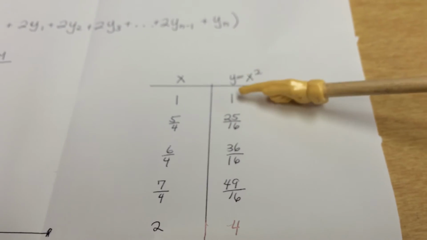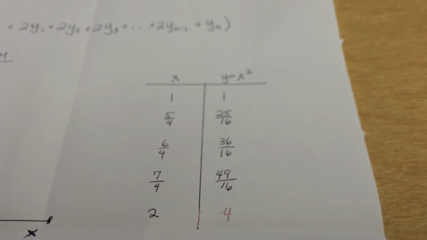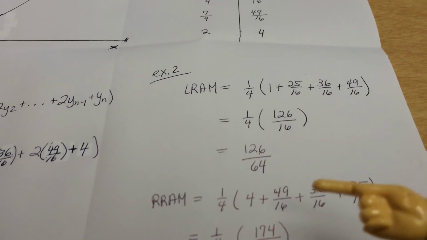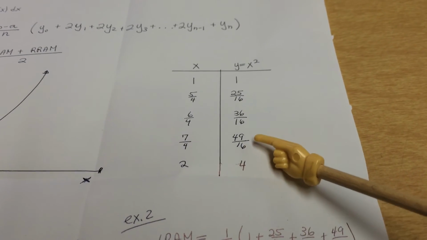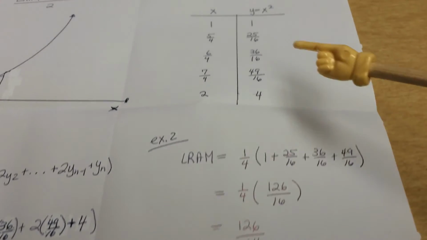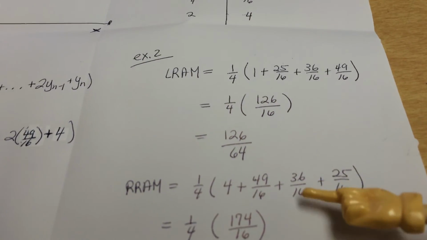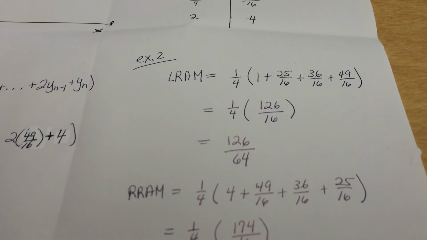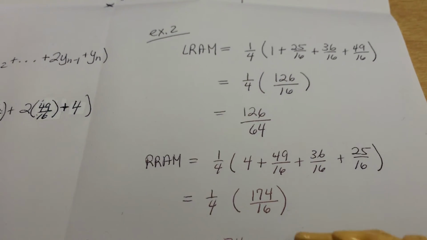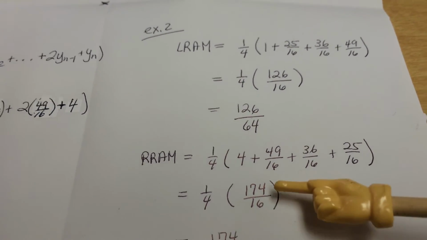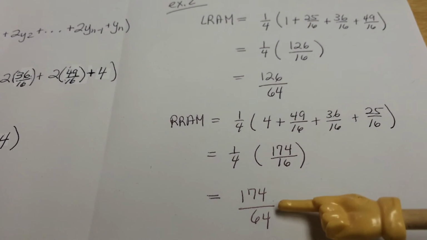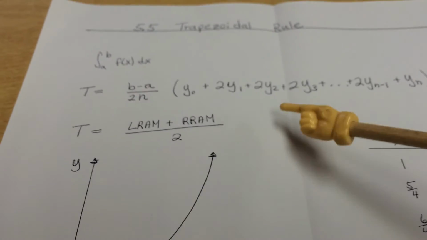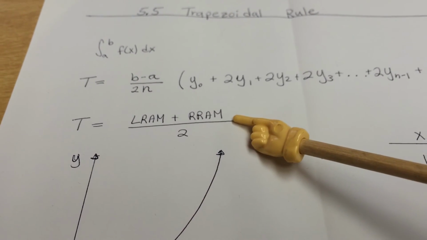Now we go the other direction, which is RRAM. So RRAM now, we go from the right-hand side. So we go from here, and we omit the last number, which in this case is 1. So then we go from here, 1/4 still is the base. So we go from 4, so that's 4 right there, 49 over 16, 36 over 16, plus 25 over 16. We simplify that. That gives us 174 over 16, and then we simplify that further, 174 over 64.